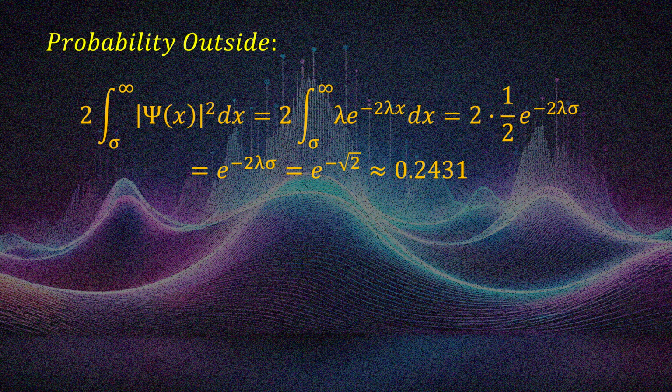So we know this is symmetric. Again, you can integrate from sigma to infinity and multiply by 2, and you get all these values, and this cancels out. You can plug in sigma is 1 over square root of 2 lambda, and lambda cancels out, and you're left with this. So there is a 24% probability of finding the particle outside this 1 sigma from both sides.